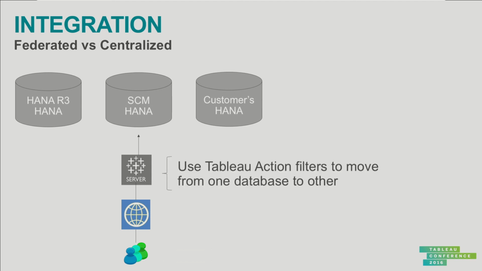Anyone use this? Action filters, pretty simple. You can navigate from one database to another database. Like, one dashboard is coming from your supply chain, and the other dashboard is coming from your users. You can actually link the data using these action filters. You click on the dashboard, and it's going to give you more drill-down details coming from the other mechanism. It's like our Smart Data Access.